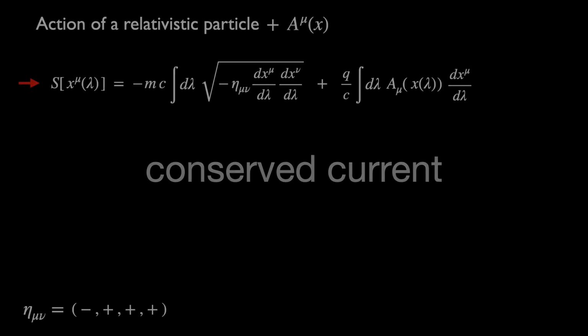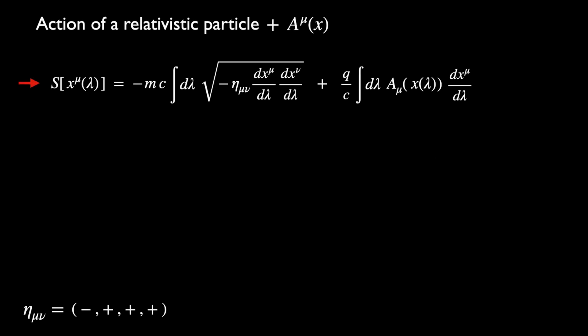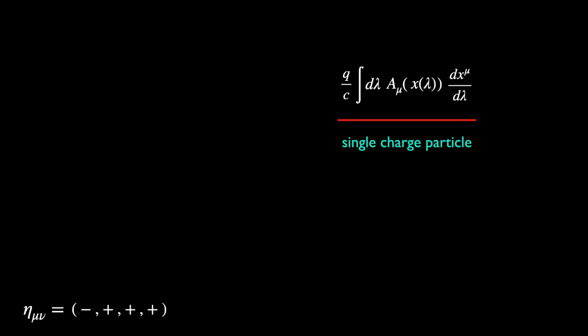Now we shall identify the conserved current of electrodynamics. To talk about something like an electric current, we must first modify our discussion of a single charged particle which is under the influence of an electromagnetic field to many charged particles that could form a distribution or current. Let's choose lambda to be the proper time of a charged particle.